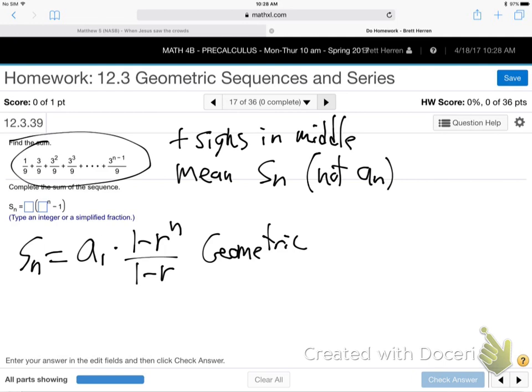Okay, so here we go. A1, what's A sub 1? That's the 1/9. That's always just the first term. So that's right here. A1, so that's 1/9. What's the R?